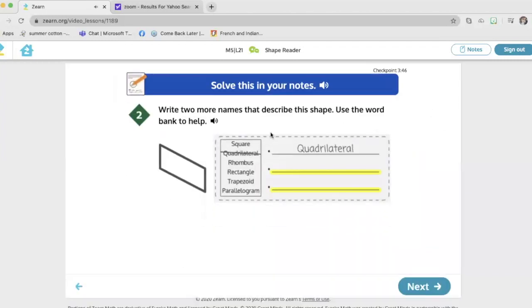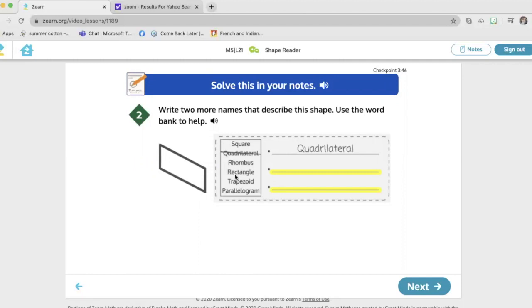Okay, so if we go through our word bank, we see square. Well, we know that a square has to have 4 equal sides and it has to have right angles. This shape obviously doesn't have 4 equal sides. You've got 2 small sides and 2 big sides, and it doesn't have right angles, so it can't be a square. We know that a rhombus is a shape that has all sides that are the same length. Well, again, we have a long side and a short side.